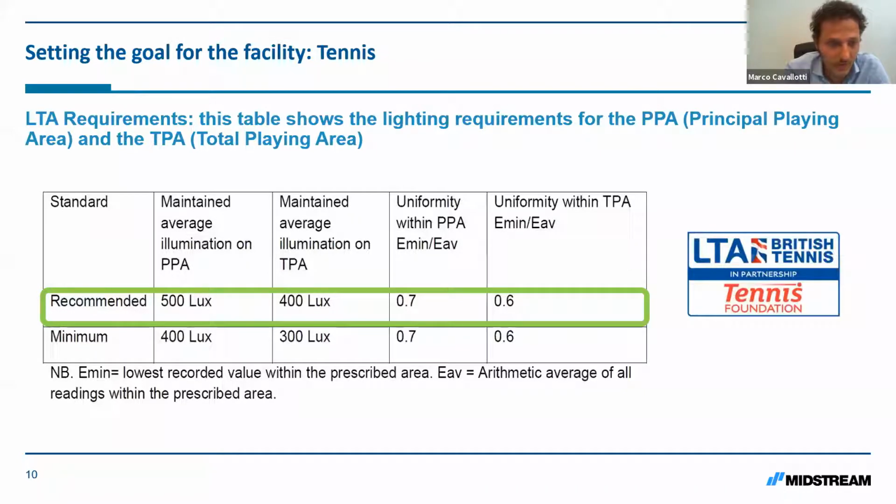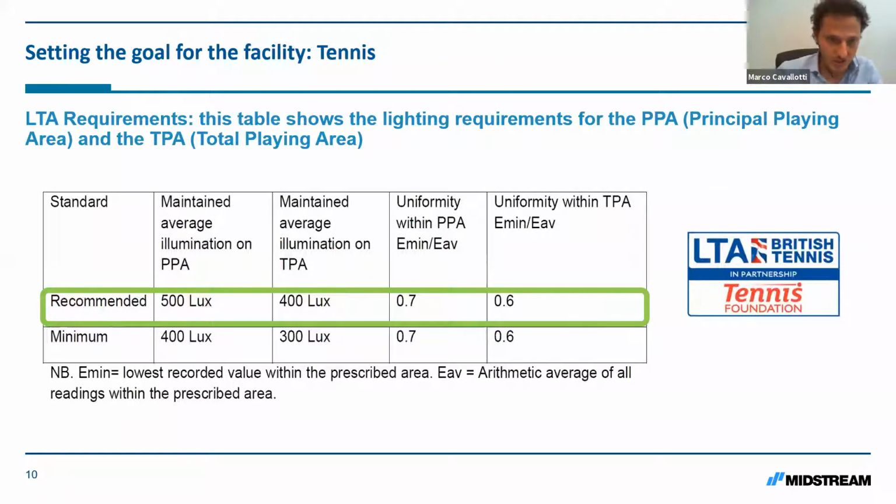As you can see from this slide, we have highlighted the recommended values, which are the ones we're going to follow. It's 500 lux average for the PPA and 400 lux average for the TPA, with a minimum-to-average uniformity ratio of 0.7 for the PPA and 0.6 for the TPA.